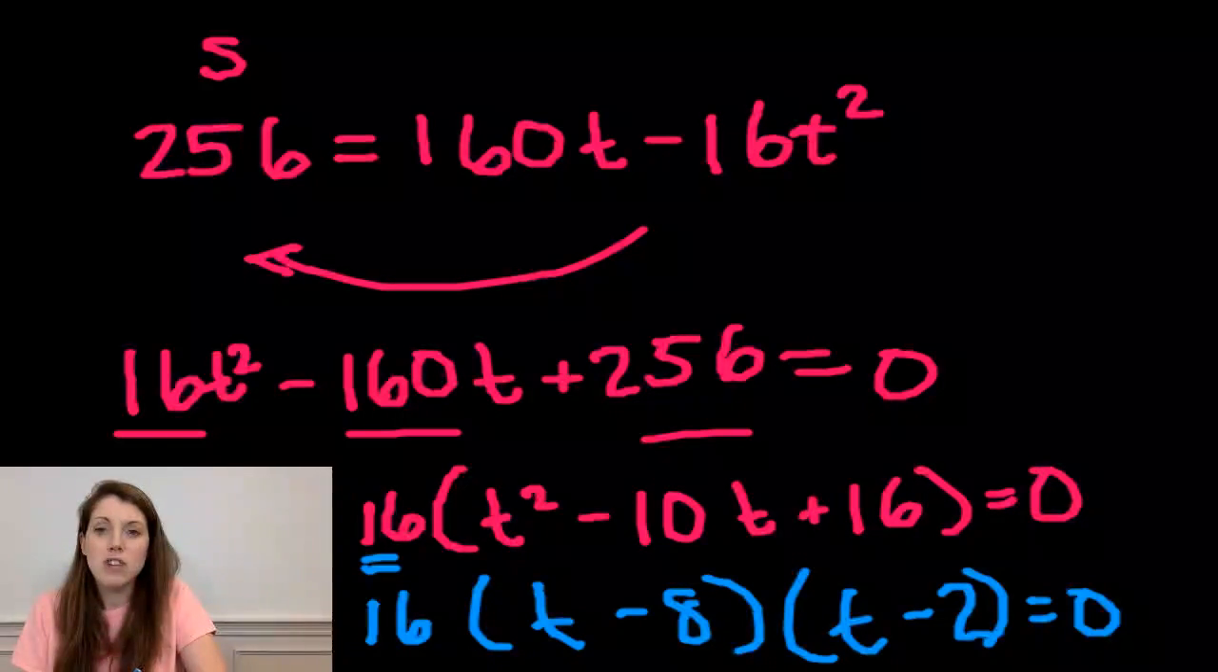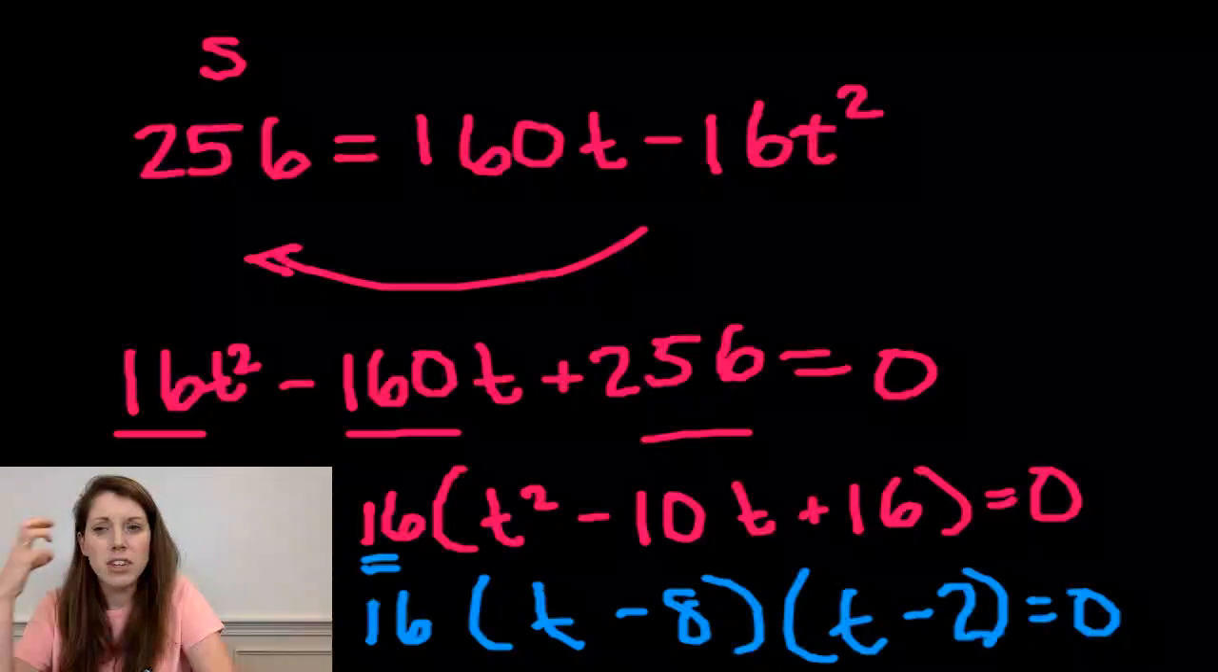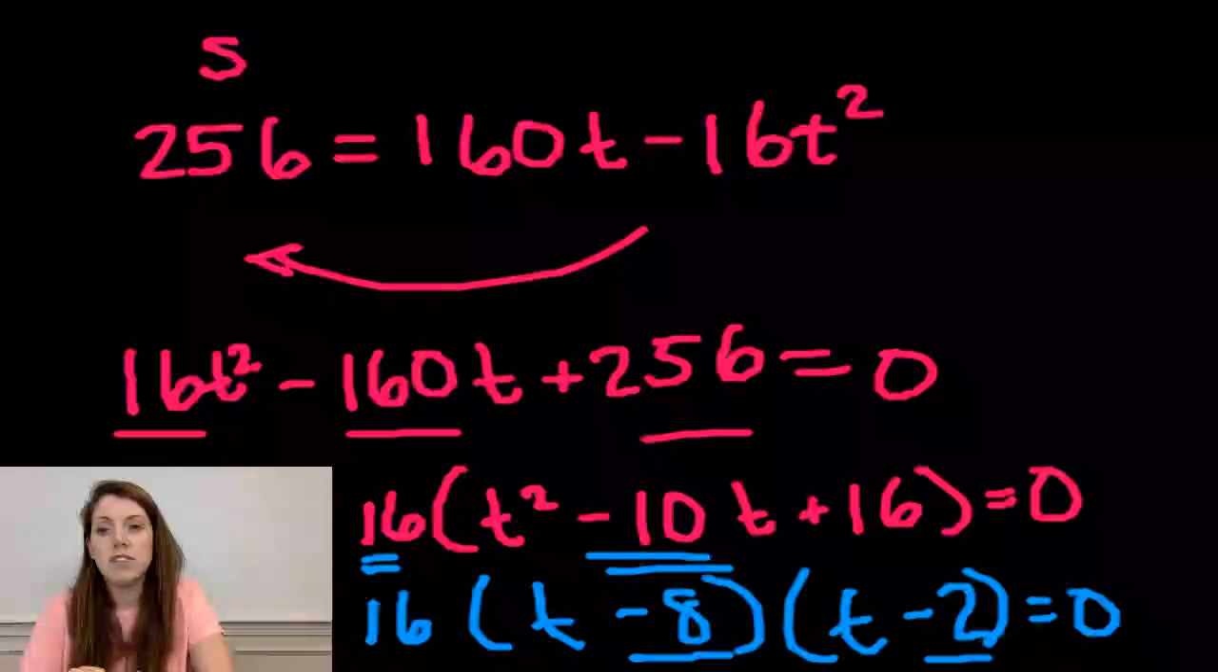Now, hopefully at this point we're feeling like all the math juices are really going, but remember we need the two numbers here to add to negative 10. So we have negative 8 and negative 2. That makes negative 10. And we need them to multiply to 16. So we have t minus 8 times t minus 2.